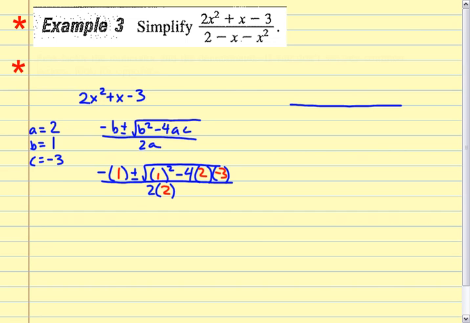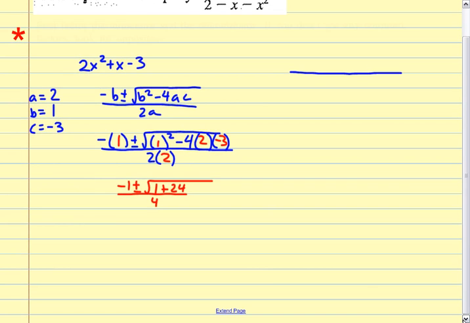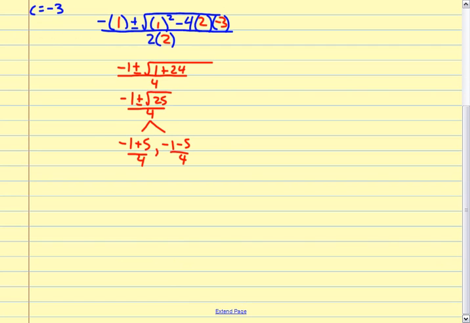Okay? Let's simplify. Negative 1 plus or minus the square root of 1 plus 8 times 3 is 24, over 4. Beautiful. Okay? Now I'm going to get negative 1 plus or minus the square root of 25 over 4. And then when I take the square root, I split it. Negative 1 plus 5 over 4, negative 1 minus 5 over 4. Okay? That's going to give me 4 over 4, which is 1. This one's going to give me negative 6 over 4, and that reduces to negative 3 over 2.